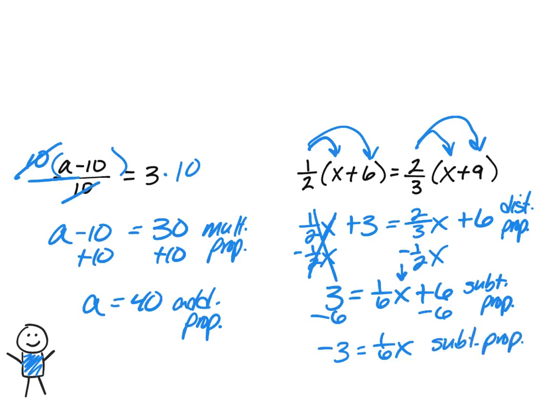And the last step to get rid of the 1/6 is to multiply the right side by its reciprocal. It's okay as long as I multiply both sides, giving me a result of negative 18 equals x, and that's true because of the multiplication property.